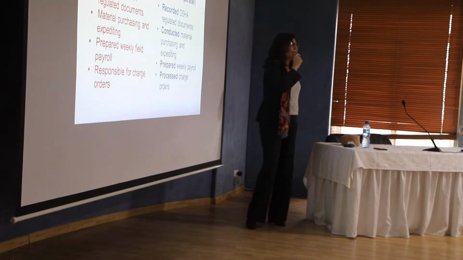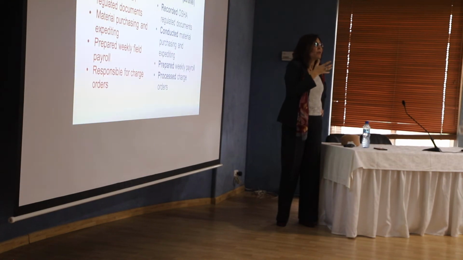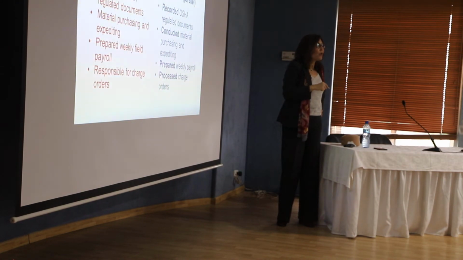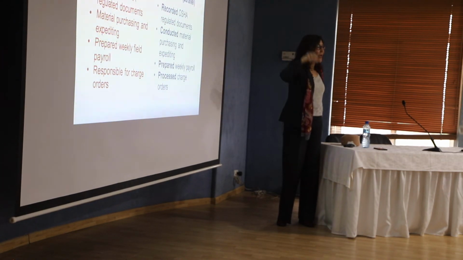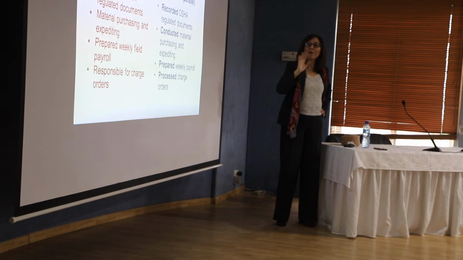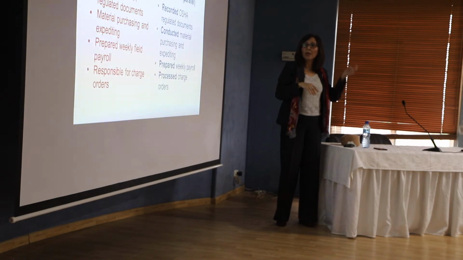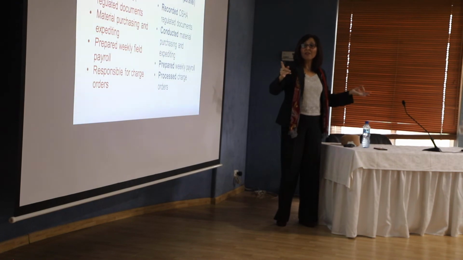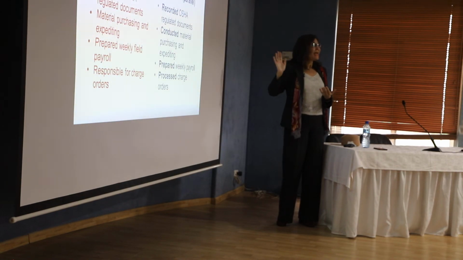Column A, as you see, these activities or duties are not in parallel. What do you mean by parallelism? Using the same grammatical structure throughout the list. So when you say recording, material purchasing, prepared, responsible, I'm using a mix of present participle, noun phrase, past participle, and adjectival phrase. No parallelism whatsoever. Look at column B and see the difference.